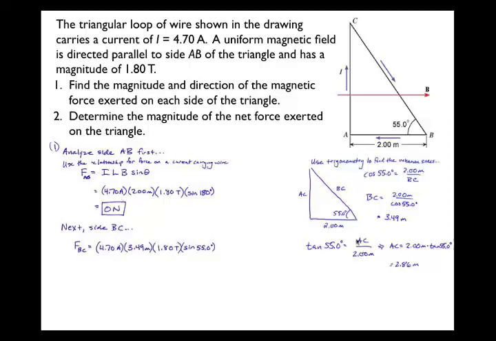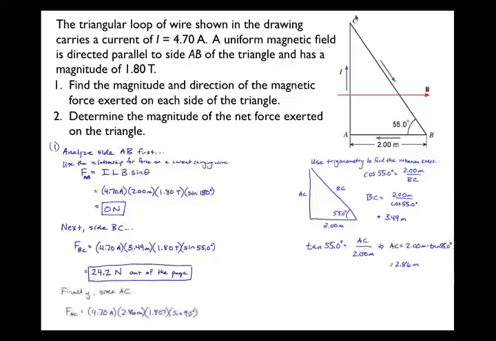If I go B to C, the current's still 4.7 amps. The length is what I deduced from my trig work over here, 3.49 meters. The magnetic field is a constant 1.8 teslas, and the angle between the direction the current is flowing and the direction of the magnetic field is 55 degrees here, so I plug in sine of 55 degrees, and I find a force of 24.2 newtons. I have to apply my right-hand rule and point my fingers along the direction of the current, curl them into the direction of the magnetic field. My thumb will be left pointing out of the screen, and so that is the direction of the force on the BC portion of the loop.